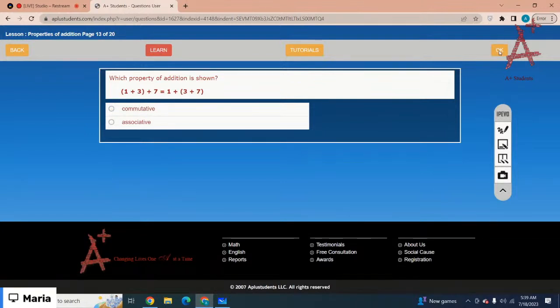Which property of addition is shown? You can see three numbers are involved, just the order of addition is different. So when you have the same numbers, just the order is different, that means you have three numbers, so it would be the associative property.